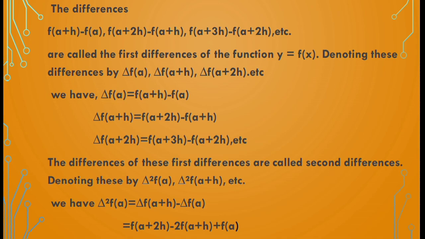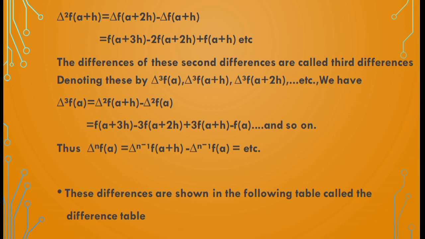Delta f of a plus h is equal to f of a plus 2h minus f of a plus h. Delta f of a plus 2h is equal to f of a plus 3h minus f of a plus 2h, etc. The differences of these first differences are called the second differences. They are denoted by delta square f of a, delta square f of a plus h, delta square f of a plus 2h, etc. The value of delta square f of a is equal to delta f of a plus h minus delta f of a, which is equal to f of a plus 2h minus 2f of a plus h plus f of a.